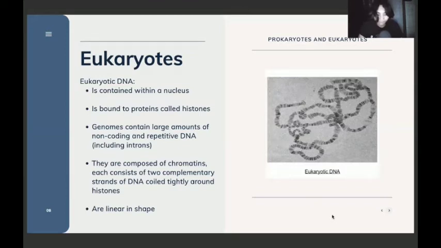Eukaryotic DNA, on the other hand, is contained within a nucleus. It is bound to proteins called histones. Genomes contain large amounts of non-coding and repetitive DNA, including introns. They are composed of chromatins, each of which consists of two complementary strands of DNA coiled tightly around histones, and they are linear in shape.